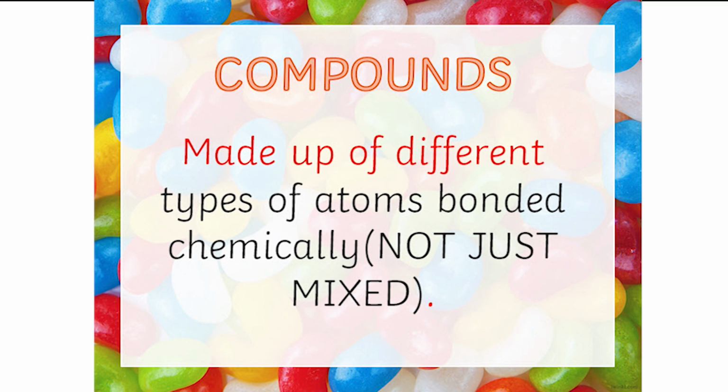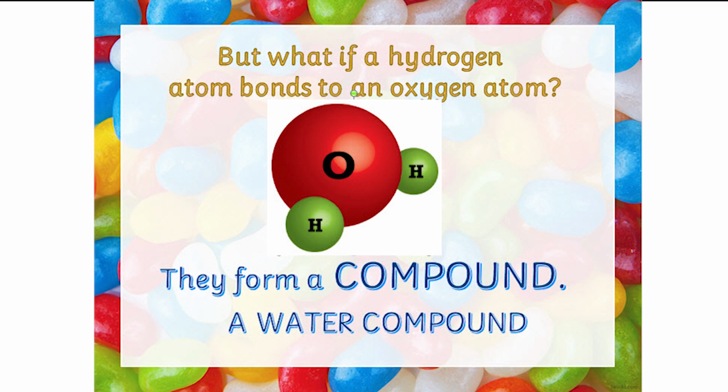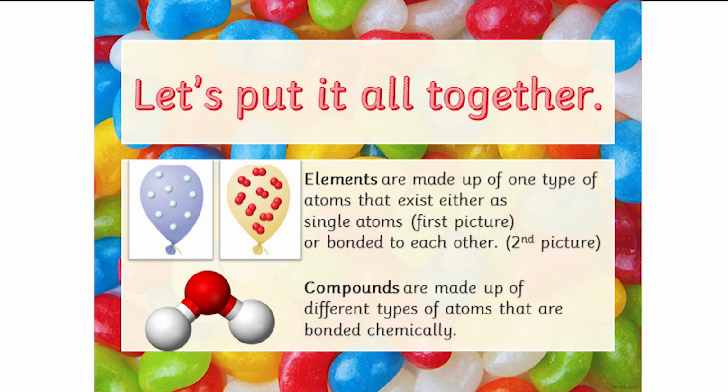What do we mean by a compound? A compound is made up of different types of atoms bonded chemically. If I take one particle of water, I'll have one oxygen atom joined with two hydrogen atoms. Let's put it all together. Elements are made up of one type of atom that exist either as single atoms or bonded to each other. Compounds are made up of different types of atoms that are bonded chemically.